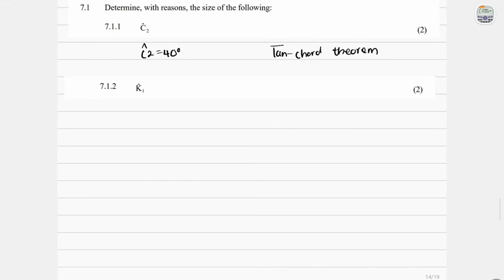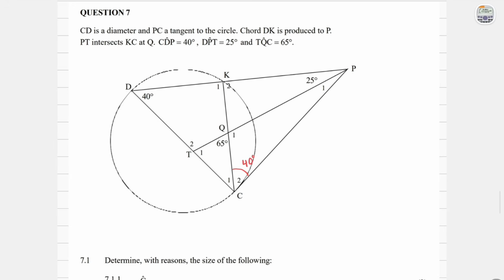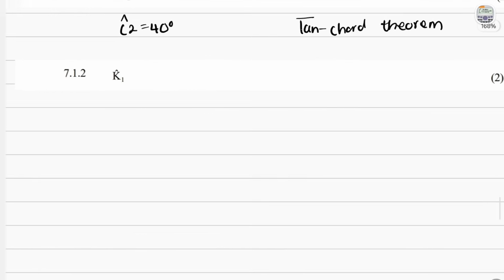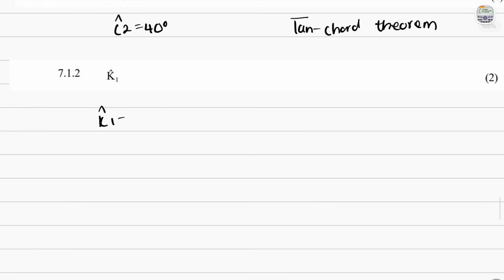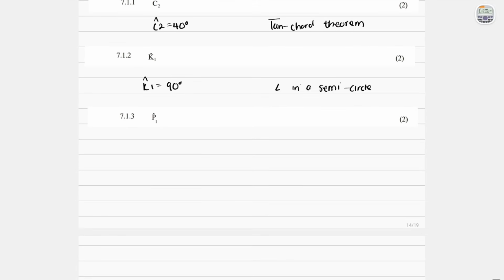Then question 7.1.2, we need to find the size of angle K1. So just go to where it is. It is at the circumference, but you also see that it is subtended by a diameter. They told us that CD is a diameter. So it means that it is equal to 90 degrees, and that's because of the angle in a semicircle. So angle K1 equals 90 degrees, angle in a semicircle. And that is our answer. Moving on to the next question.